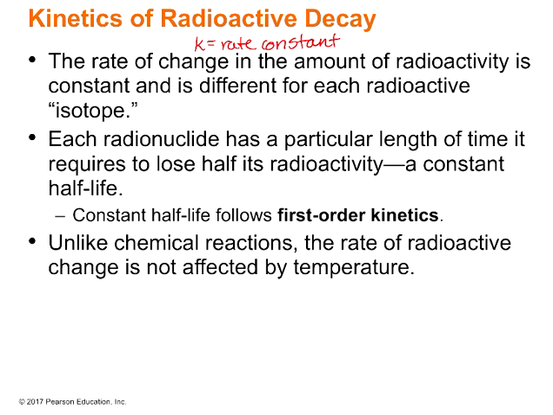And each radionuclide has a particular length of time that it requires to lose half of its radioactivity. So that's its half-life. Now, what's also great, and this will make things a lot easier, is that the half-life of a radioisotope follows first order kinetics. So we don't have to try to figure out if it's zero order or second order. It's all first order.